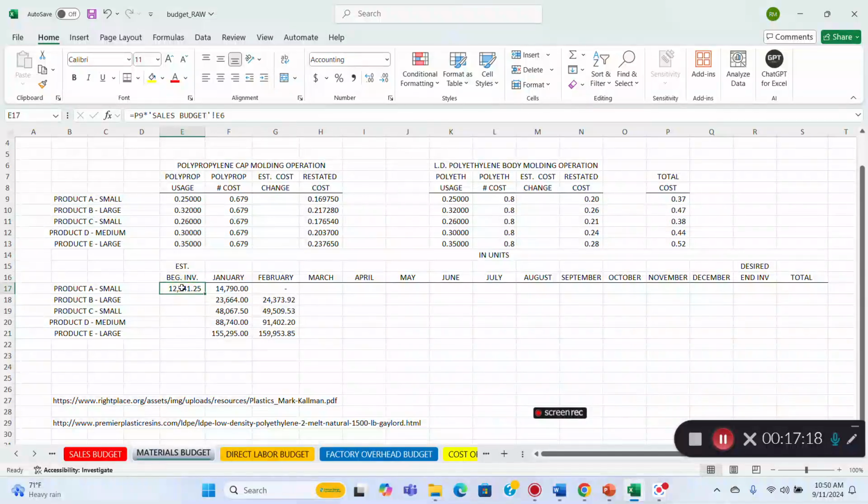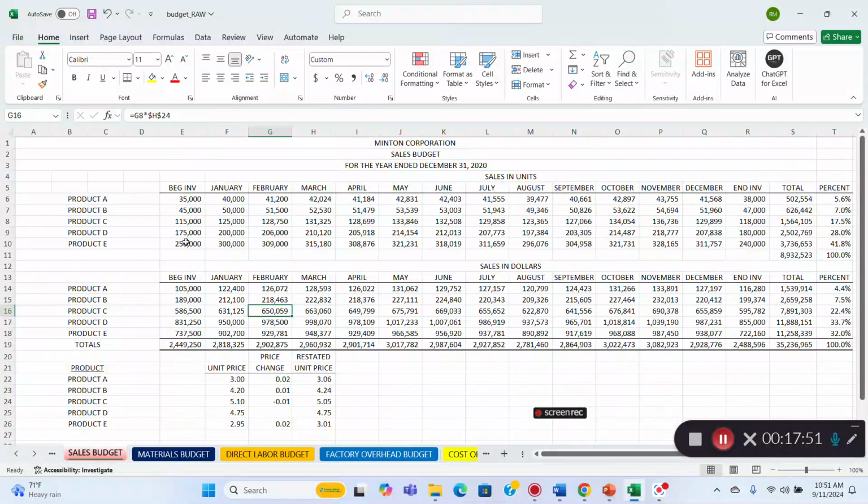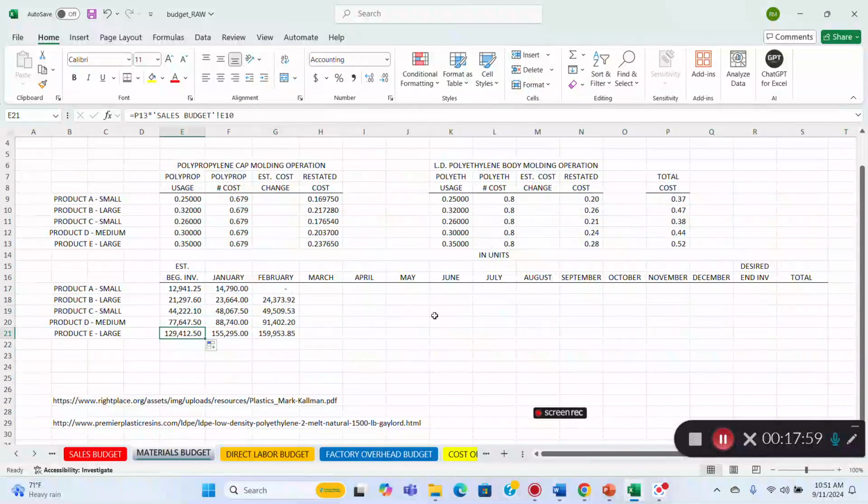Since I'm going to be going right down the list here for each one of these products, all I have to do is drag this number down, and it's automatically going to pick up. If I look at this, I can see that it's P13. Here's P, here's 13. So I'm getting 52 cents, and I'm getting the sales budget from E10. Here's E, here's 10. So all I did was use a relative reference to get to this number.